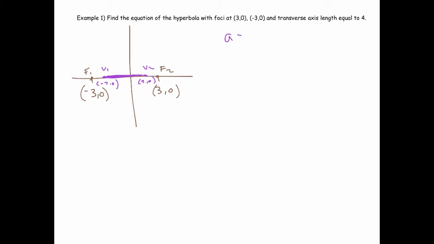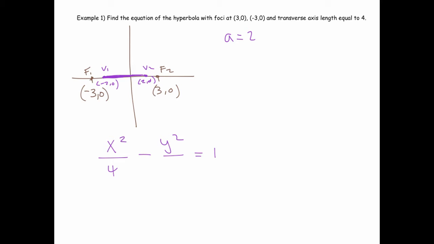which tells me my a value, right, because the vertex will always have coordinates (a, 0) and (-a, 0) if the foci are situated like this. That means my a is equal to 2. And I also know that the general structure of my hyperbola should start with an x squared as opposed to a y squared. So since a is 2, I know that there's a 4 right there.